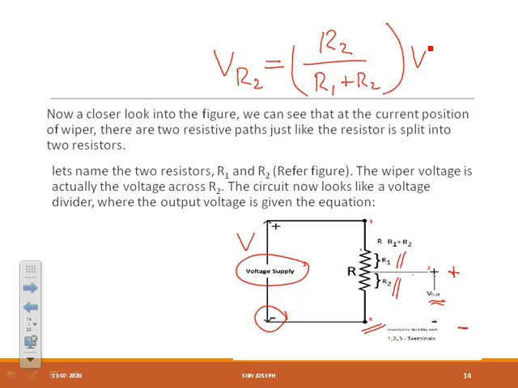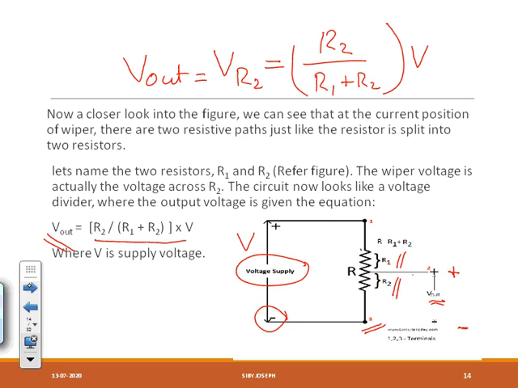So by using this equation, we can calculate the voltage across the resistance R2, that is V out or VR2. V out is equal to VR2 is equal to R2 divided by R1 plus R2, into V, where V is the supply voltage.